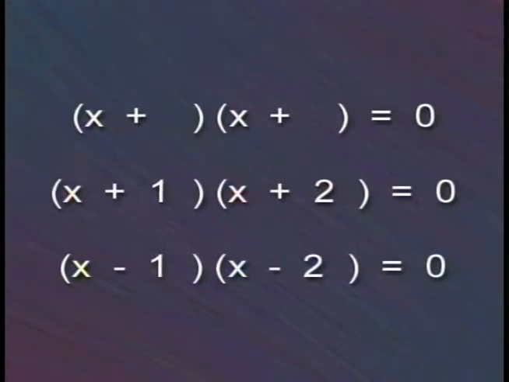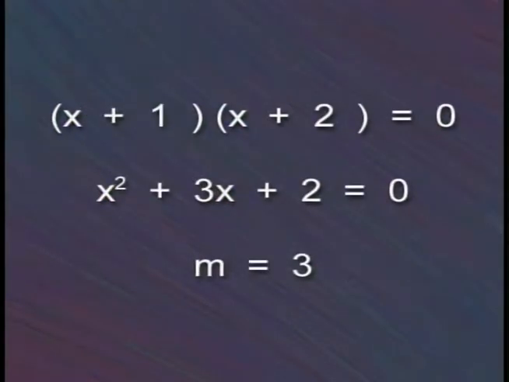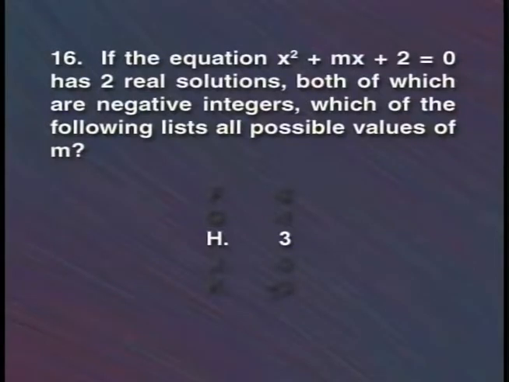For the first set of factors, x equals either minus 1 or minus 2. For the second set, x equals plus 1 or plus 2. So the first set of factors are the ones we need. Expanding x plus 1 times x plus 2 gives us x squared plus 3x plus 2 equals 0. Thus, the value of m must be equal to 3. The correct answer is H.